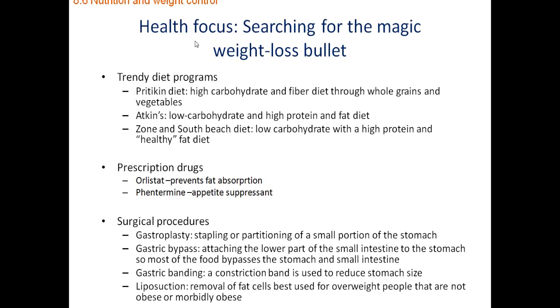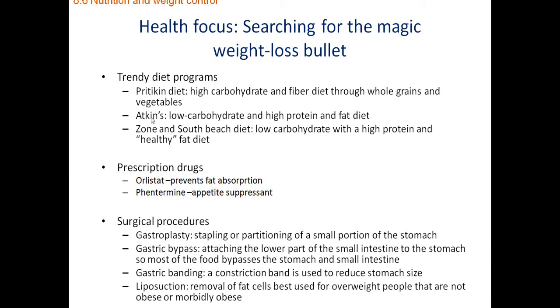Now, searching for the magic weight loss bullet. This is one of the health focus boxes on page 184. There are all sorts of different things people try. Trendy diet programs, for example the Pritikin diet. It's high carbs, high fiber. You eat lots of whole grains and vegetables. It's really, really low fat, but you always need some fats in your diet.